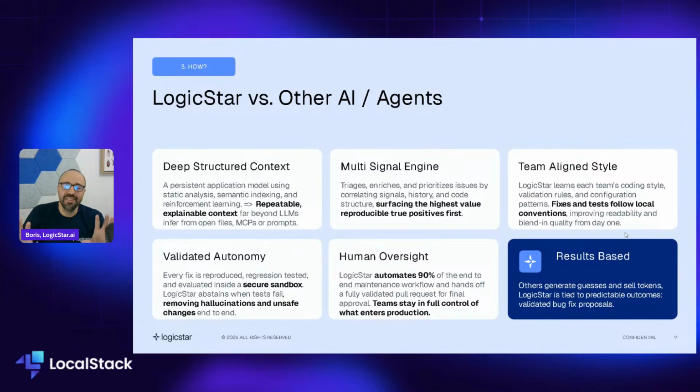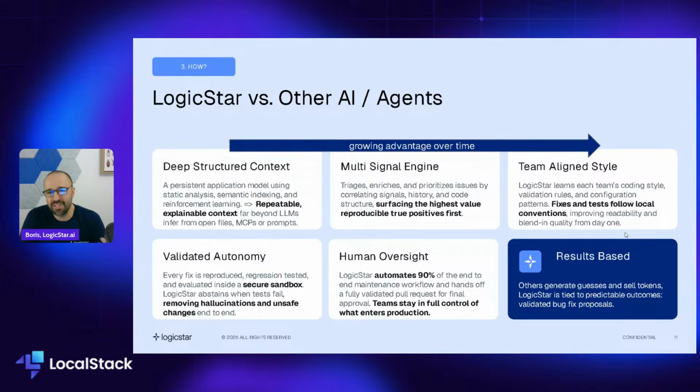Finally, you're getting results, right? Other tools will generate guesses, sell you tokens, do auto completion, and ask you what you want to do. Here, we're actually creating predictable outcomes, validated bug fixes and proposals in the form of pull requests, right? There's nothing in between. You don't have to guess what you're getting.